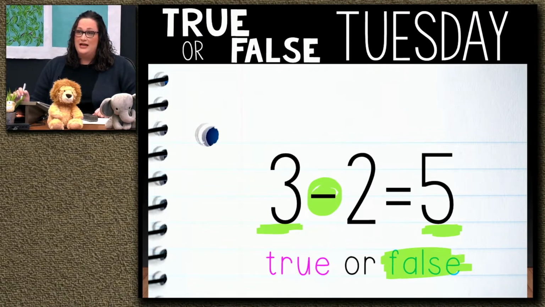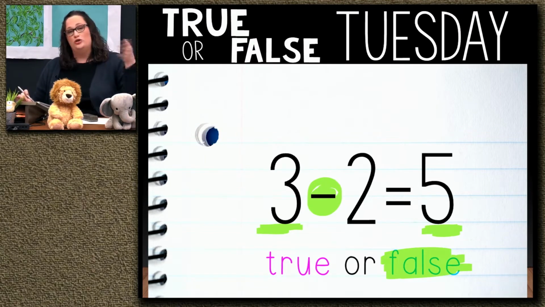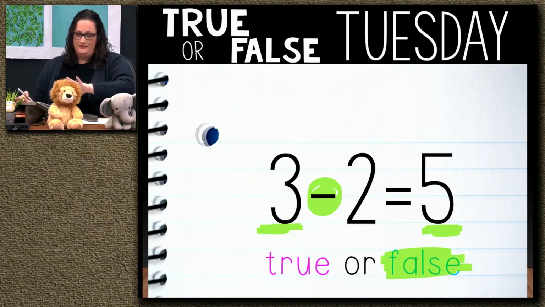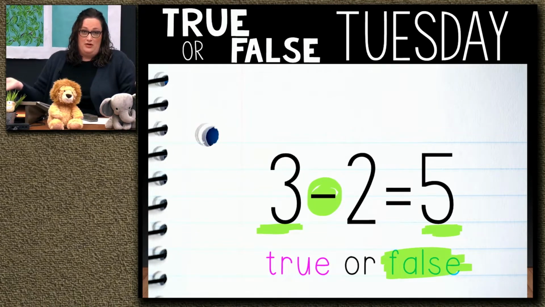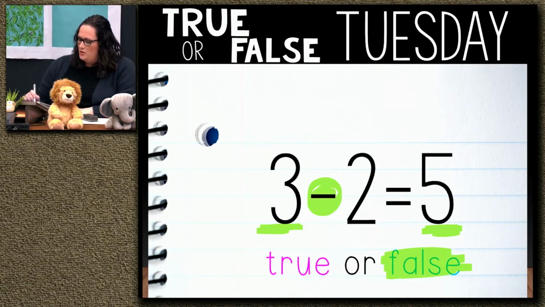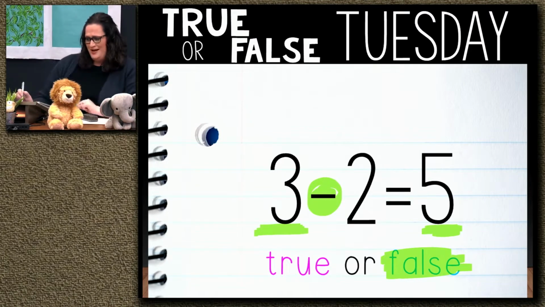Unless you're subtracting negative numbers, but we're not doing that in first grade, so we don't have to worry about it. You'll learn about that later on, like in 6th grade, okay? Know that at some point later on down the road, that might happen. But right now in 1st grade, that does not happen because we deal with positive whole numbers. So we have 3, we take away 2. We're not gonna end up at 5. We're gonna end up at 1, so it's false.